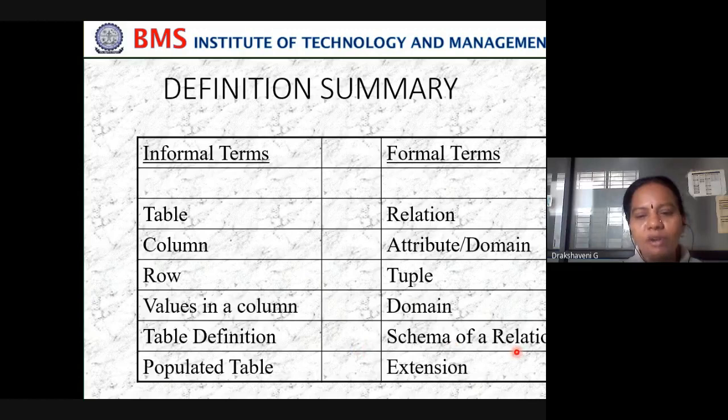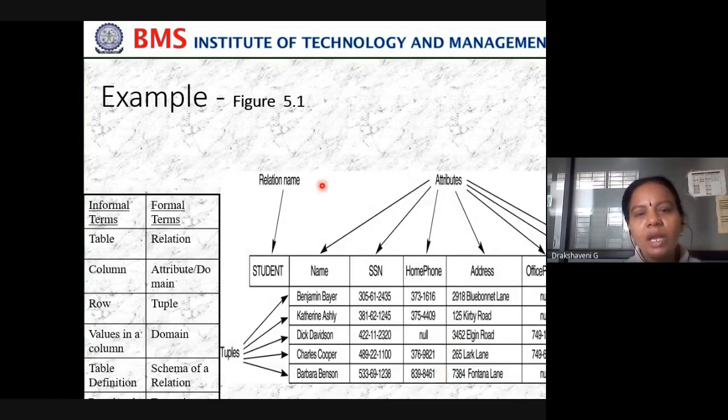Table definition, schema of the relation. Populated table, extension. In this case, you can see these are all the attributes: student, name, SSN, home phone, address, office phone, age, GPA. All these are called attributes.